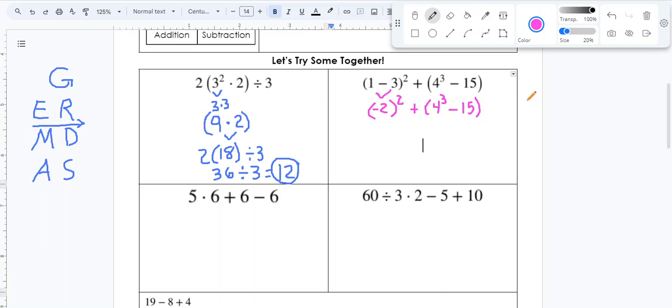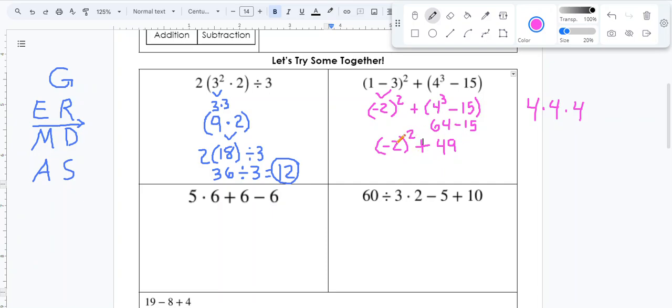So 4 to the third power. Remember, that means it's 4 times 4 times 4. So what is that? Well, 4 times 4 is 16. 16 times 4 is 64. So that means I'm going to have 64 minus 15. I'm still inside that parentheses, so I can finish this out. 64 minus 15 gives me 49. All right, and then I'm going to bring everything else down. Plus, and I still get this negative 2 squared.